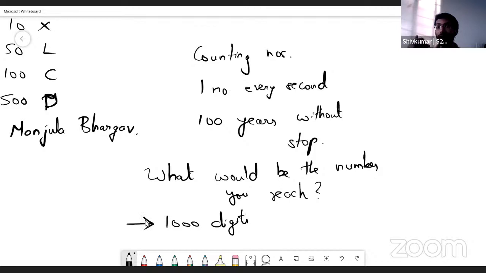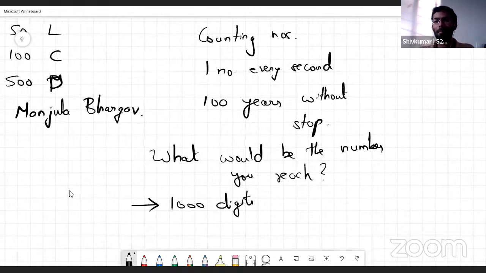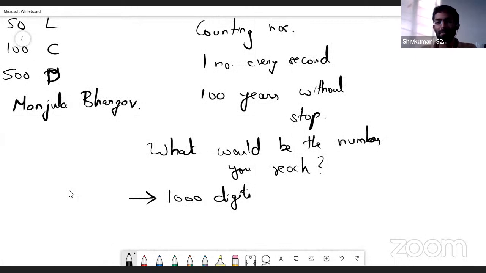Because you're counting for a lifetime. When people say lifetime's work, this is literally a lifetime's work. You're not doing anything else, just counting. So what number would you reach and how many digits would it have? Any other guesses? Quick guesses. The actual answer, if you do the calculation, is not such a difficult math to do. It comes somewhere around this number. Yes, sir, I calculated. I asked you to predict first before calculating. Anyway, this is the number.